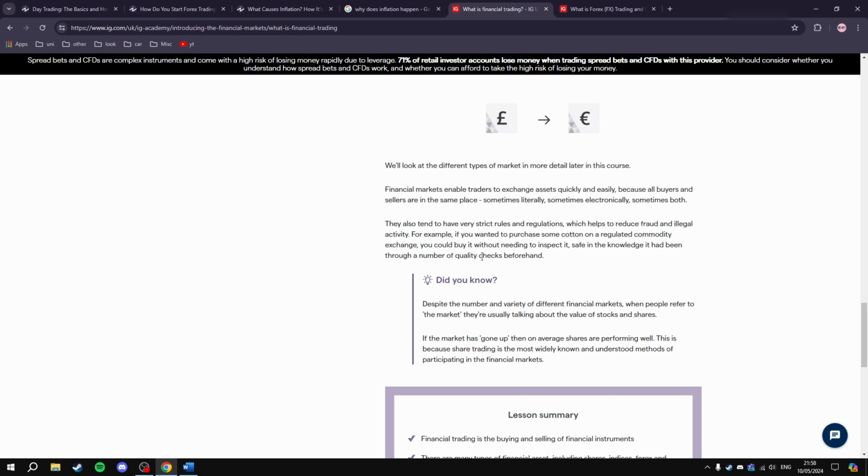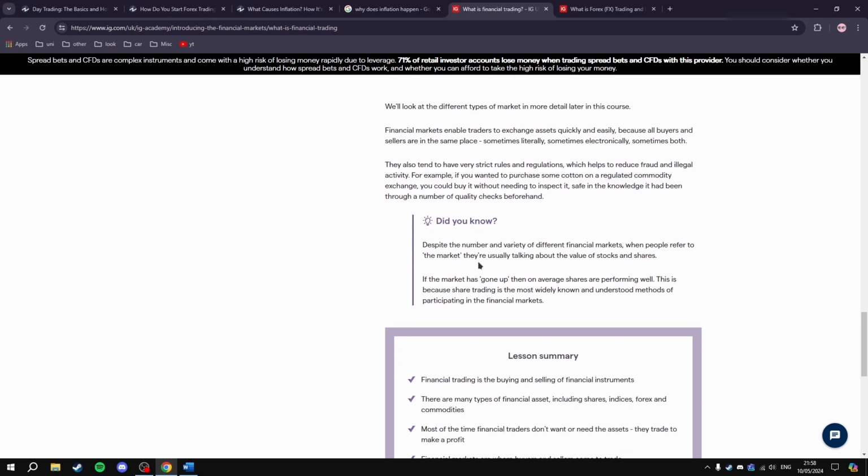For example, if you want to purchase some cotton on a regulated commodity exchange, you could buy it without needing to inspect it, safe in the knowledge it had been through a number of quality checks beforehand. Did you know, despite the variety of different financial markets, when people refer to the market, they usually talk about the value of stocks and shares. If the market has gone up, then on average, shares are performing well. This is because share trading is the most widely known and understood method of participating in the financial markets.